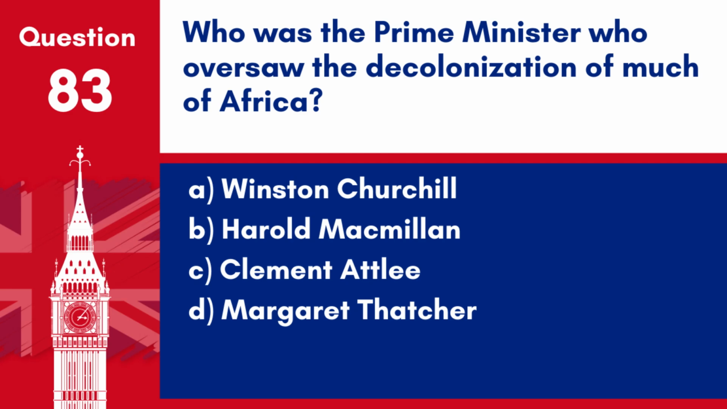Who was the Prime Minister who oversaw the decolonization of much of Africa? A. Winston Churchill, B. Harold Macmillan, C. Clement Attlee, D. Margaret Thatcher. Answer: B. Harold Macmillan. Harold Macmillan, Prime Minister in the late 1950s and early 1960s, oversaw the decolonization of much of Africa, notably giving his Wind of Change speech in South Africa in 1960.